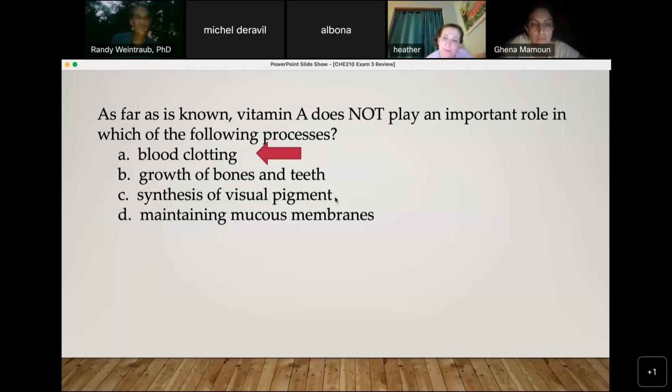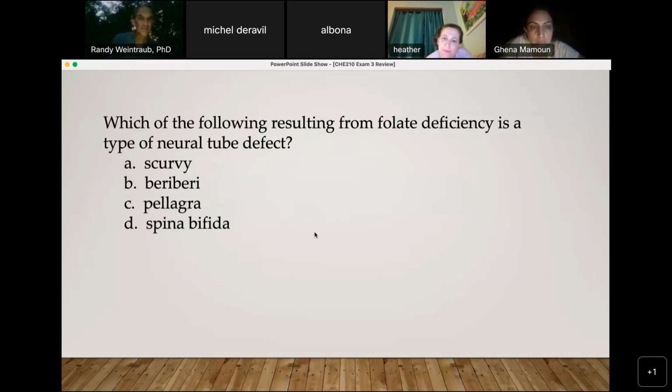Folate deficiency, type of neural tube defect. D. That's right. Okay, and you should think about what each of these are. Scurvy is a deficiency of what? C. Right. Beriberi. Oh, wait. Not niacin. Pellagra is niacin.